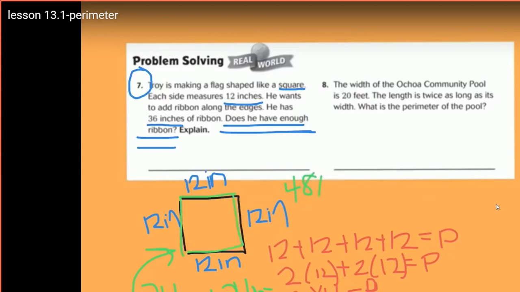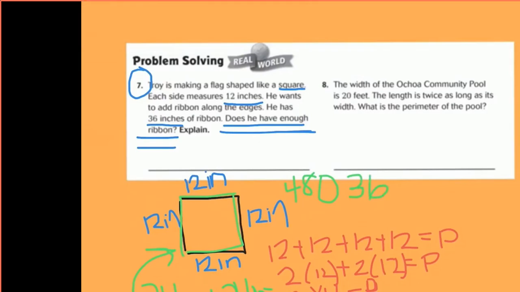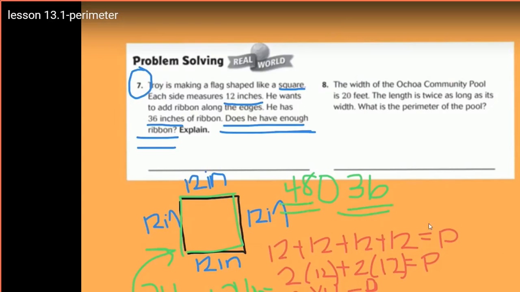And I'm going to compare it to the 36 inches of ribbon he has. Let me ask you this, boys and girls. Does he have enough ribbon? If he has 36 inches and it's 48 inches to go all the way around. Correct. He does not have enough. And we know that because we know that 48 is greater than 36. He doesn't have enough ribbon because he only has 36 inches, and we would need 48 inches to go all the way around the perimeter of his square.